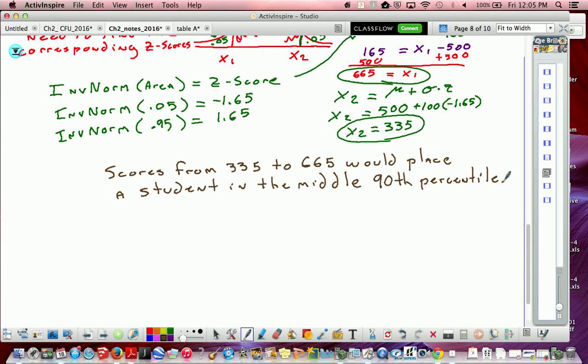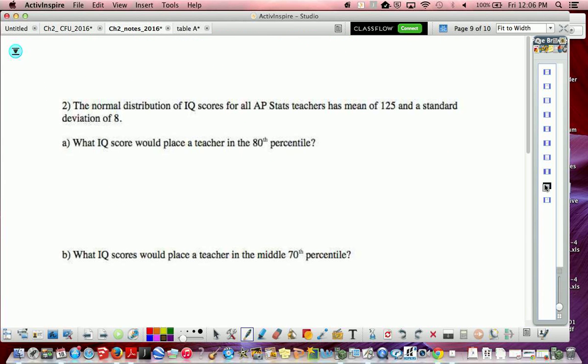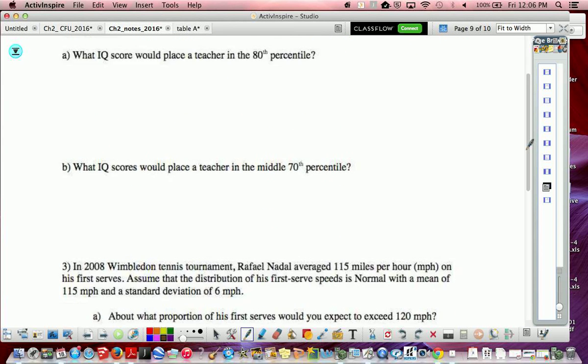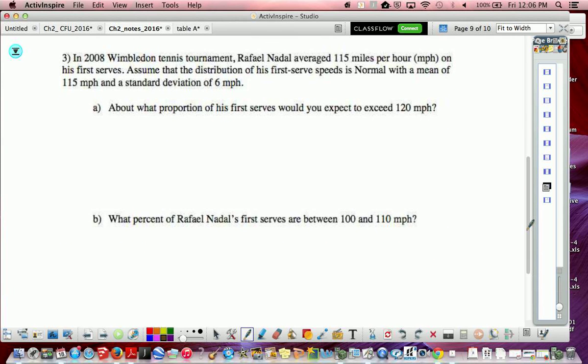Flip to the next page, there's more examples. I will let you as a class decide, do we go through number 2 together or number 3 together? Just do one of the two. Which one's harder? Yeah, 3 is. How many of you would like number 2? Two hands. How many of you would like me to do number 3? I see more hands with 3. So let's go to number 3. Alright, so we're going to skip the IQ score one and go to number 3 here.